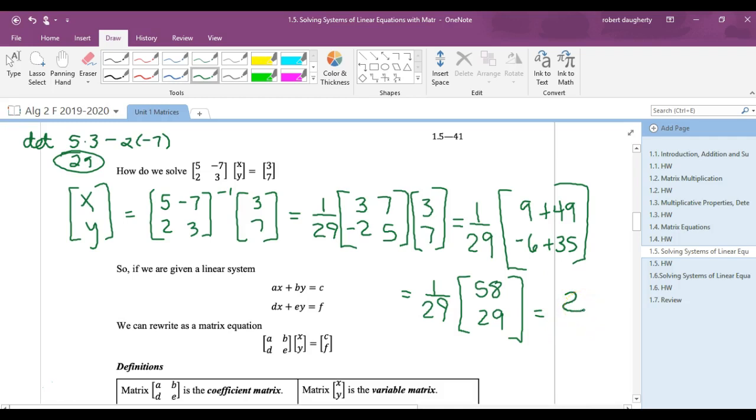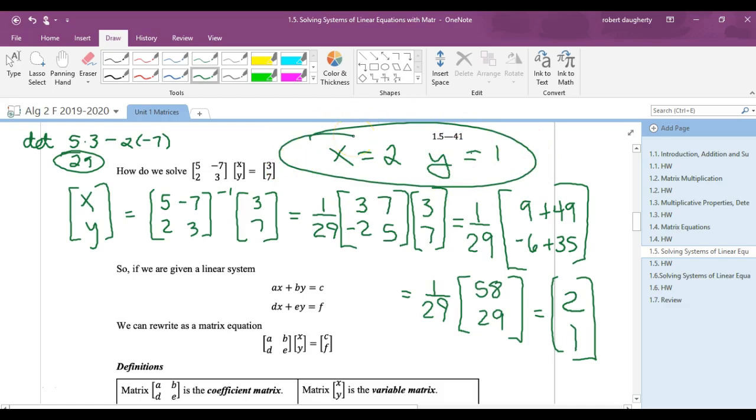Everyone said 2. I just didn't hear them. Okay. What is 29 divided by 29? That is 1. The answer to this problem is x equal 2, y equal 1. Okay.